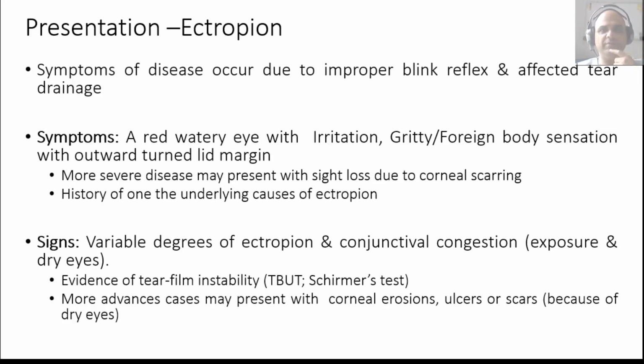We can do tear film breakup time and Schirmer's test, both of which will be discussed in detail in the upcoming session on nasolacrimal system and dry eye. But we've already seen what a tear film breakup test looks like and how it's done. And if you have a patient who is presenting with an advanced disease, he would have evidence of corneal damage.